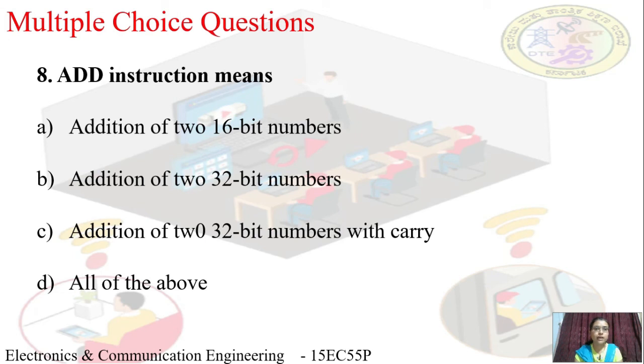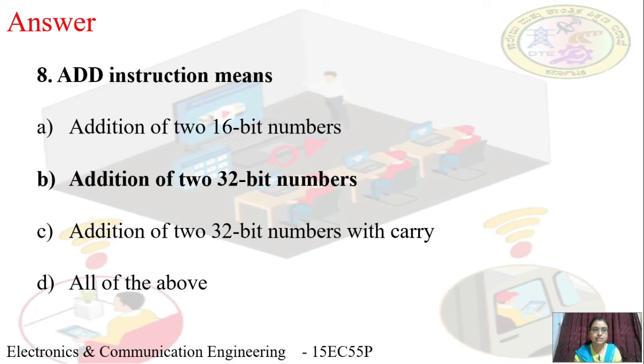So eighth one, ADD instruction means. So what do you mean by add? So first is addition of two 16-bit numbers. B, addition of two 32-bit numbers. C, addition of two 32-bit numbers with carry. D, all of the above. So as I said, the addition instruction can be used to add two 32-bit numbers. So hence the answer is B, addition of two 32-bit numbers.